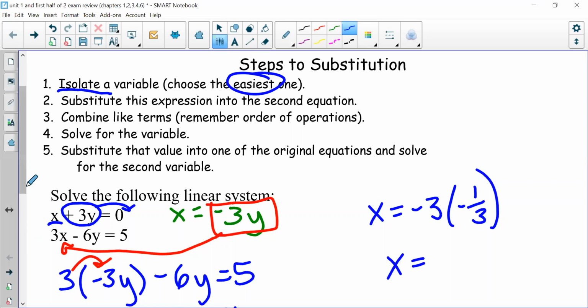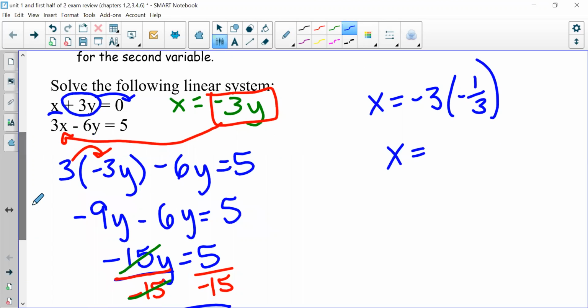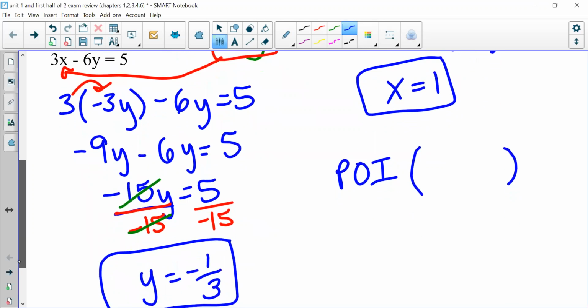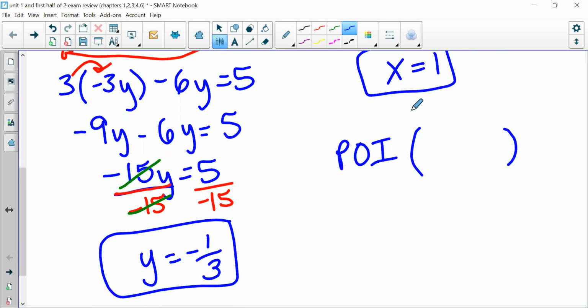So what's negative 3 times negative 1/3? You guys should have calculators there, so it should be pretty quick here. 1. Negative 1. Perfect. And negative times negative actually is going to be a positive 1. Your last step. Oh, I didn't see the negative. That's okay. The last step for solving for your point of intersection is to write it like a point. So x goes first, y goes second. And this is our final answer here that we're looking for.